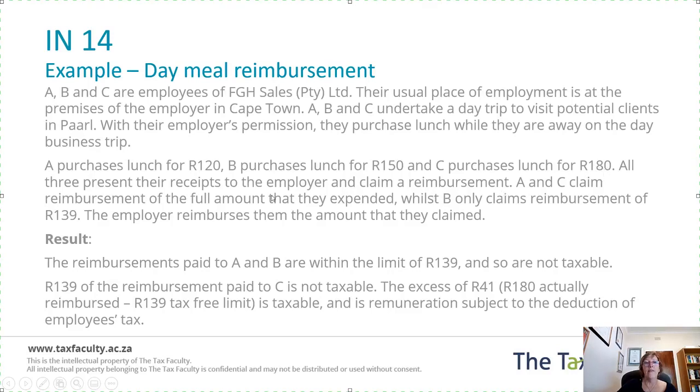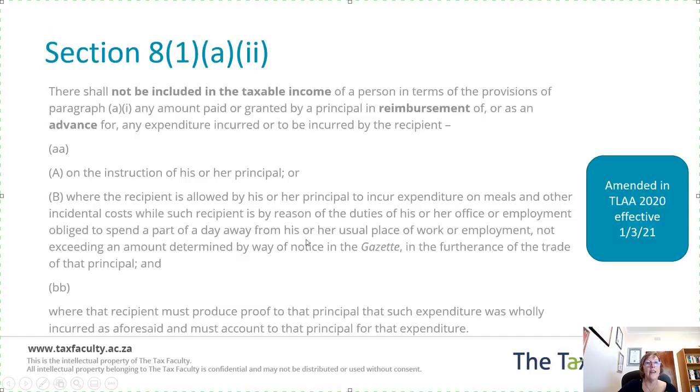So what happens here? The reimbursements paid to A and B, remember now you've got an amount going from the employer to the employee, are potentially taxable, unless it specifically falls into the category of being non-taxable. And in terms of section 81A2, which I showed you over here, just going back, we said that the reimbursement is not taxable if, and then we gave this requirement, this new paragraph that has been inserted.